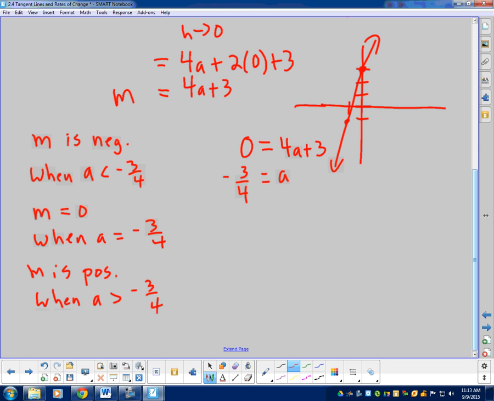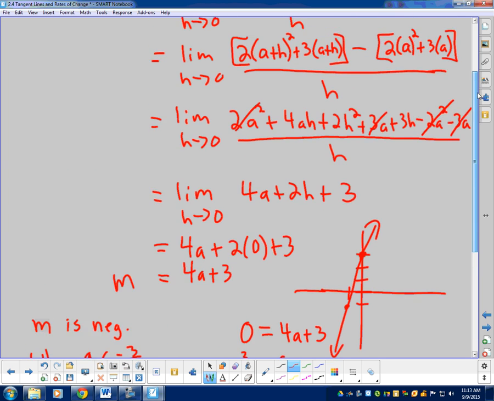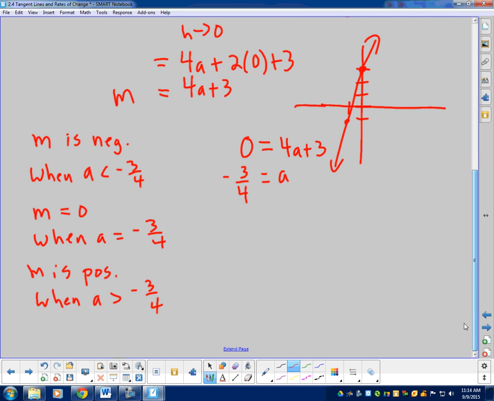So what we have here, now this is very different. I know we're talking about m, and you want to say m is 4. But m is not 4 in this case. We're talking about m being the slope of the tangent lines to the curve of the quadratic. So what this is showing me here is if I were to graph this quadratic up here, the original quadratic, 2x squared plus 3x, we should graph it actually. 2x squared plus 3x, when a is negative 3/4, it has a slope of 0.